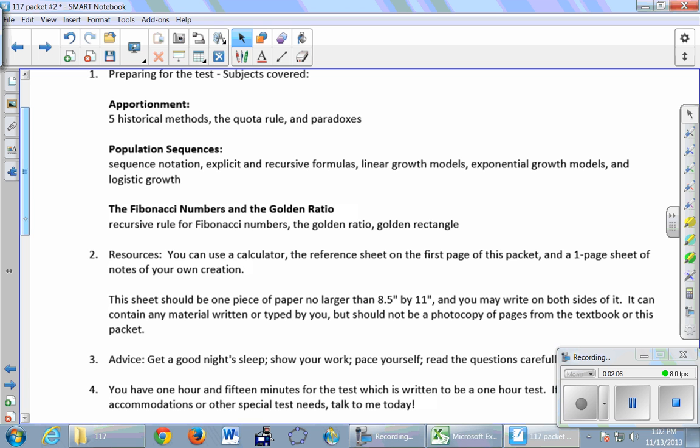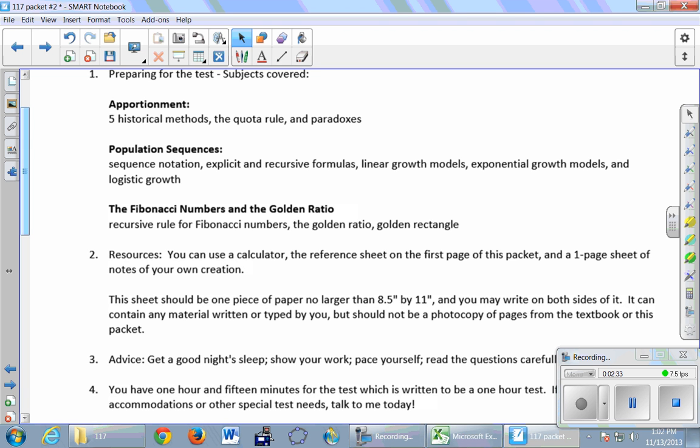Then we talked about sequences. We had some funny notation. We had 2 different kinds of formulas. We had 2 different kinds of growth, linear growth and exponential growth. In linear growth, you're adding the same number over and over again. In exponential growth, you are multiplying by the same number over and over again. They each had explicit and recursive formulas. So there were actually 4 different formulas, 2 each, for linear and exponential.